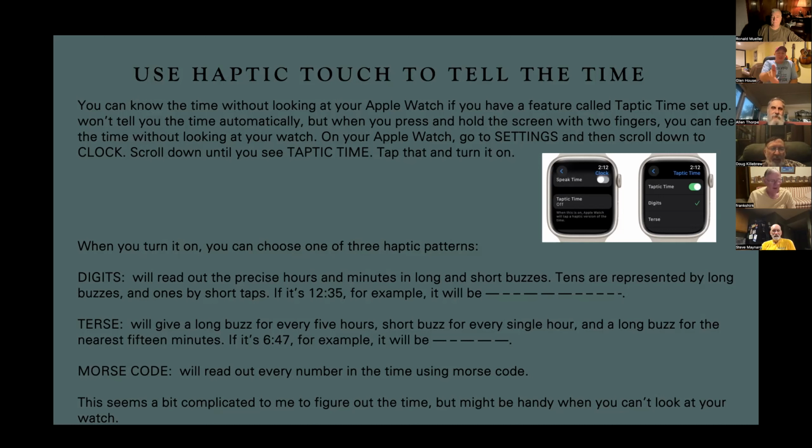For instance, digits. It'll read out the precise hours and minutes in long and short buzzes. 10s are represented by long buzzes and 1s by short taps. If it's 12:35, for example, it will be long, short, short, long, long, long, short, short, short, short, short. I don't know about you guys, but I really don't want to have to sit and decipher that. Oh, did I have that right? Is that the right time? No, I'm kidding. But I thought it was kind of an interesting use that you could set up on the watch to tell you the time. You could use any of these examples.